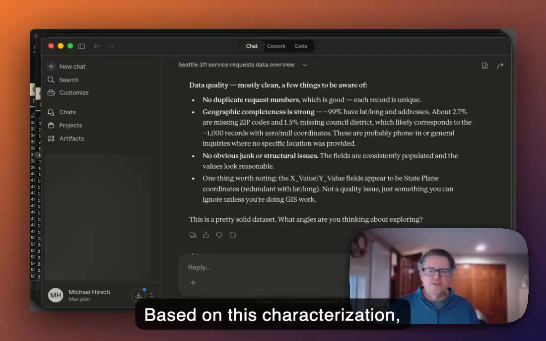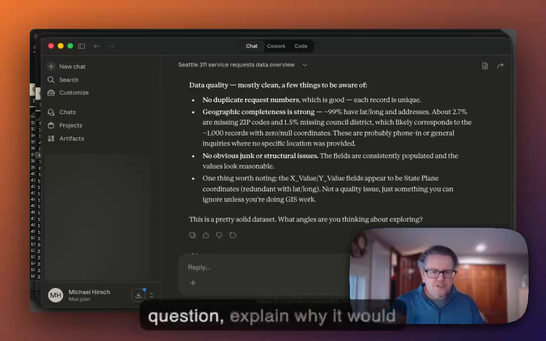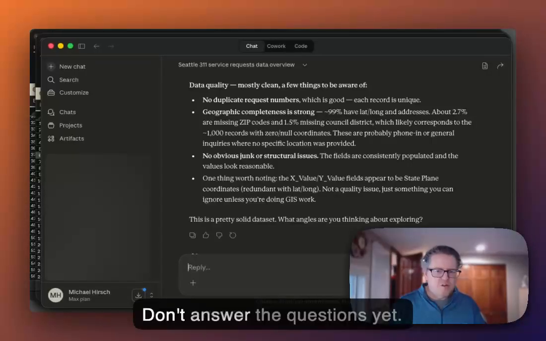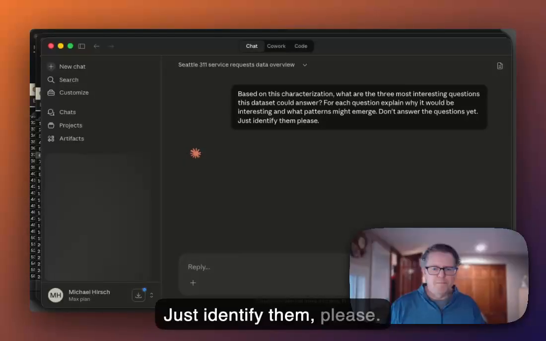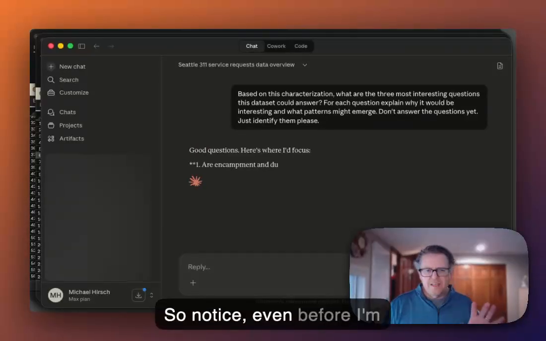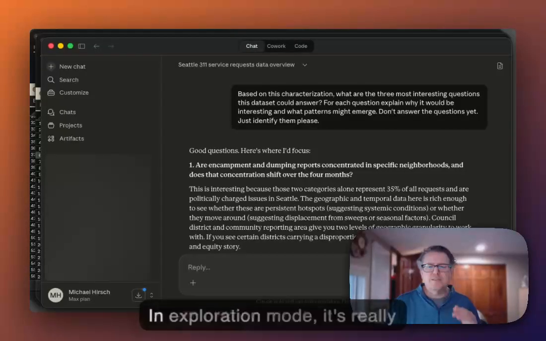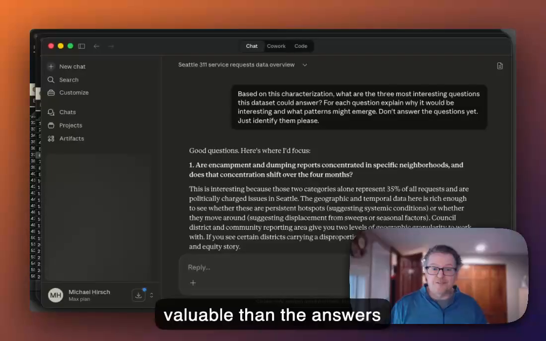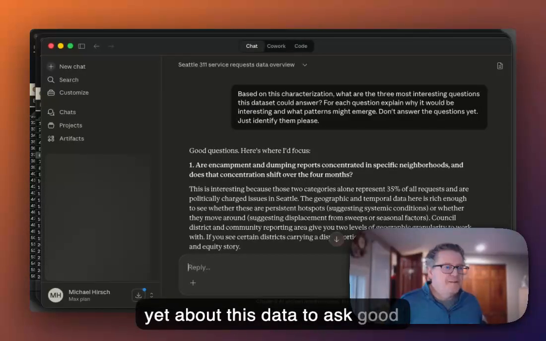Based on this characterization, what are the three most interesting questions this data set could answer? For each question, explain why it would be interesting and what patterns might emerge. Don't answer the questions yet. Just identify them, please. So notice, even before I'm asking AI for answers, I'm asking AI to generate questions. In exploration mode, it's really the questions that are more valuable than the answers because I don't know enough yet about this data to ask good questions.